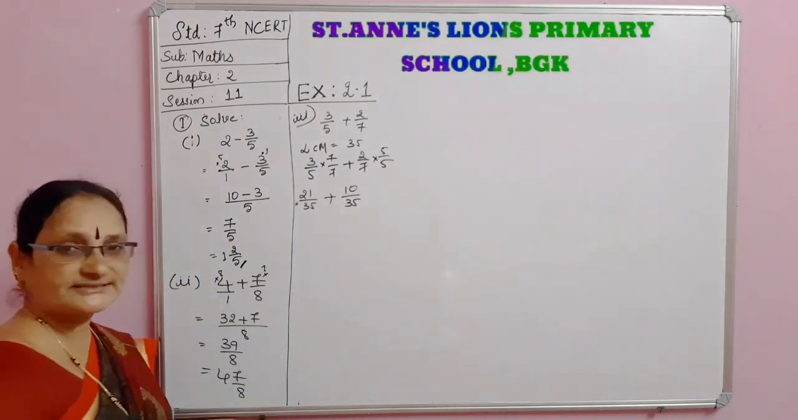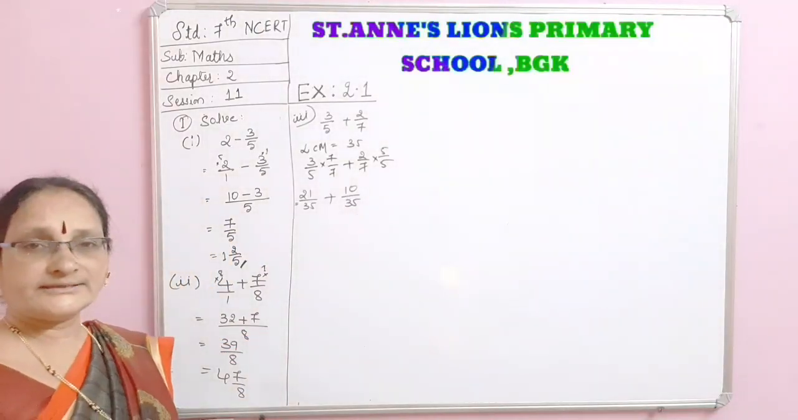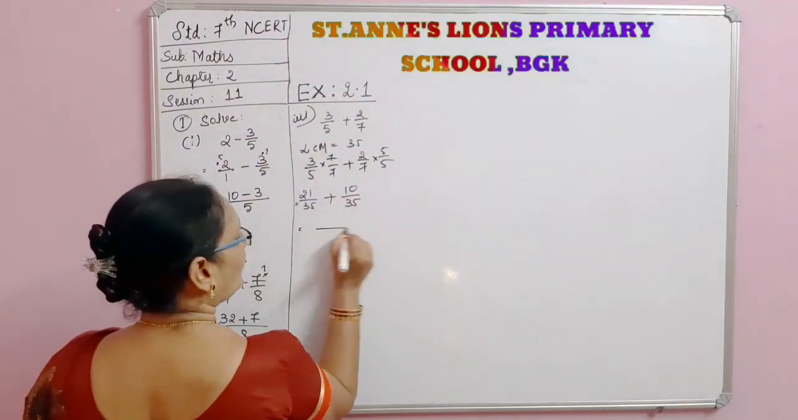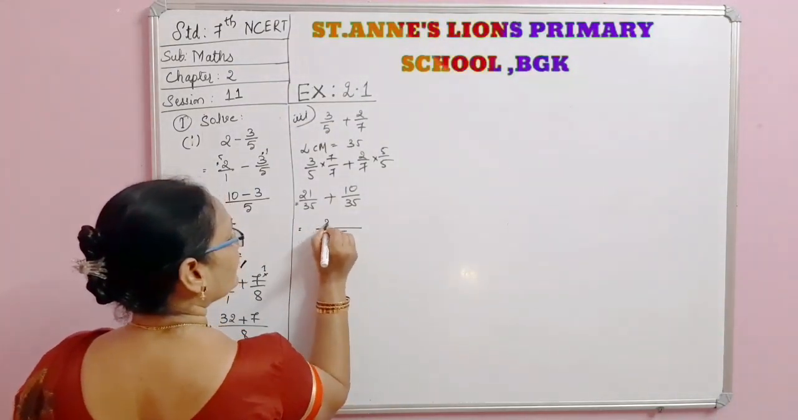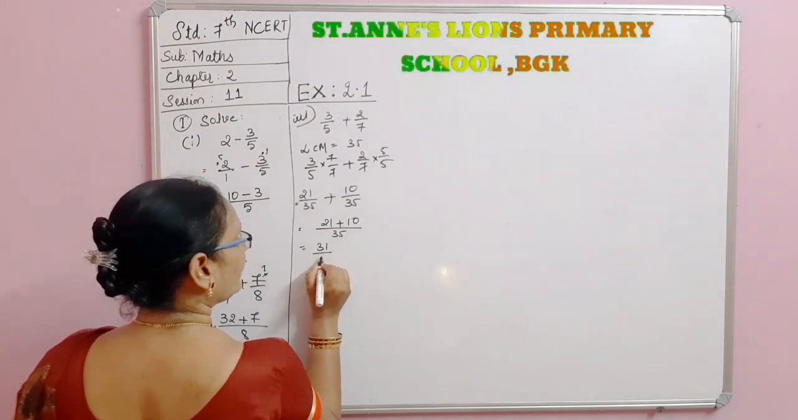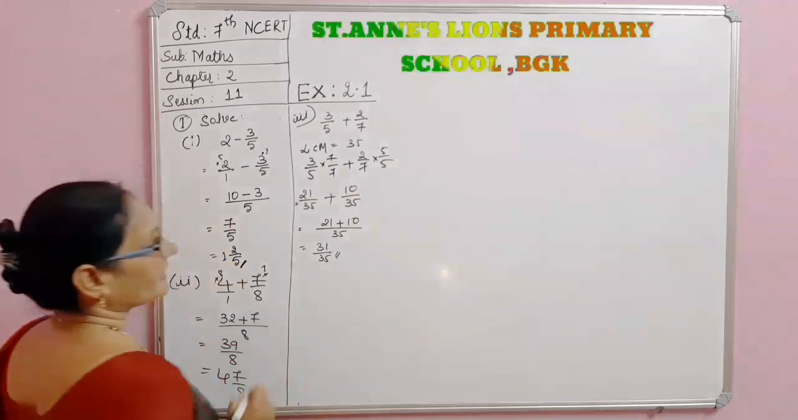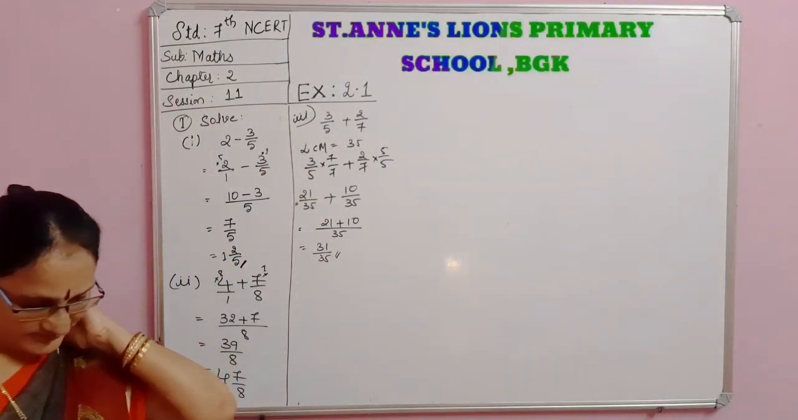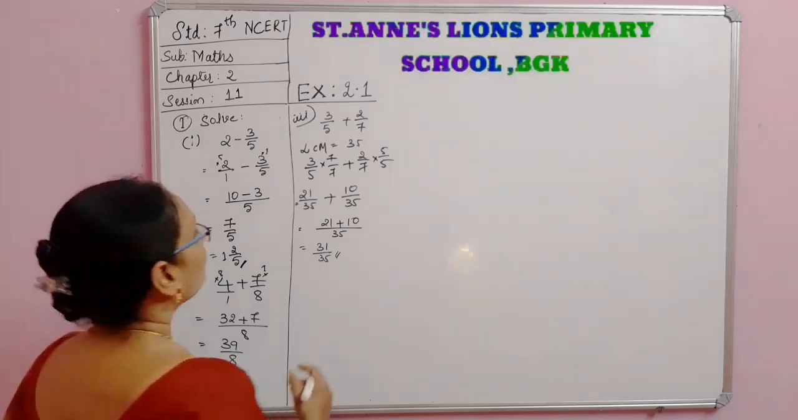Now both the denominators are same. You know how to add the same denominator fractions. So common denominator 35. 21 plus 10, that is 31 by 35 is the answer. This is the method of doing the sums. Next, the fourth one.